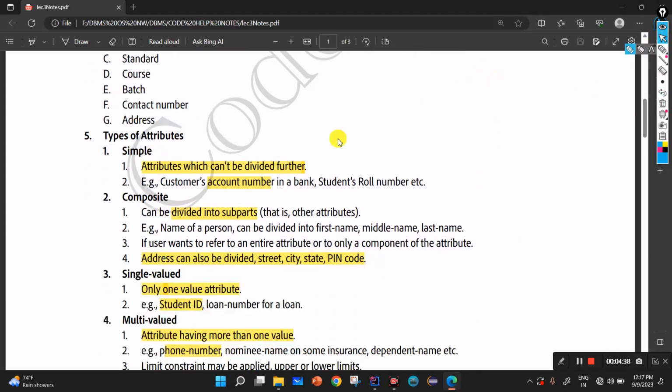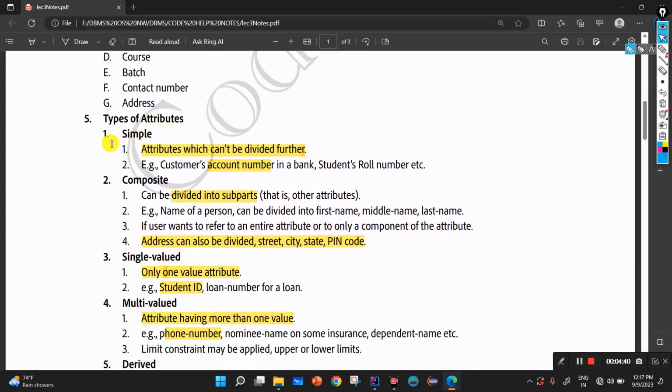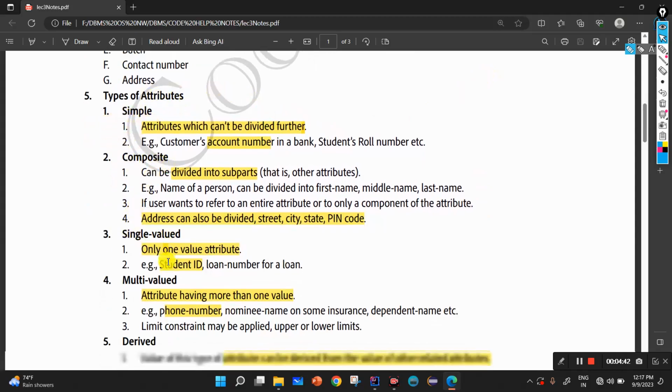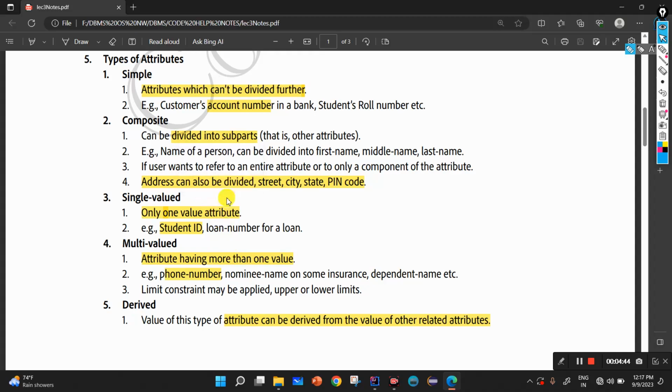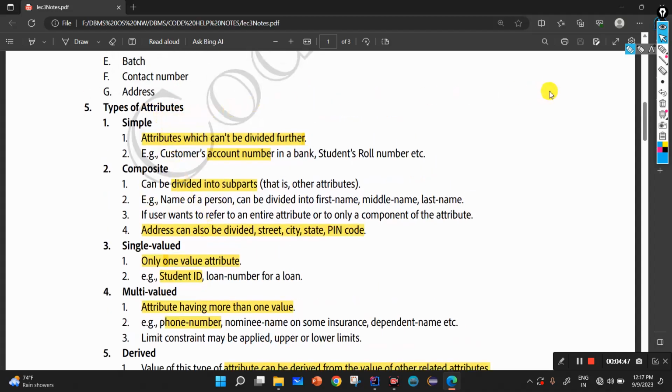Now the other thing is types of attributes: simple, composite, single-valued, multi-valued, and derived. A very important question is, what are the types of attributes? You already know what an attribute is. Simple attributes cannot be divided further, like account number. Student's roll number also can't be divided. But composite attributes can be divided into subparts.